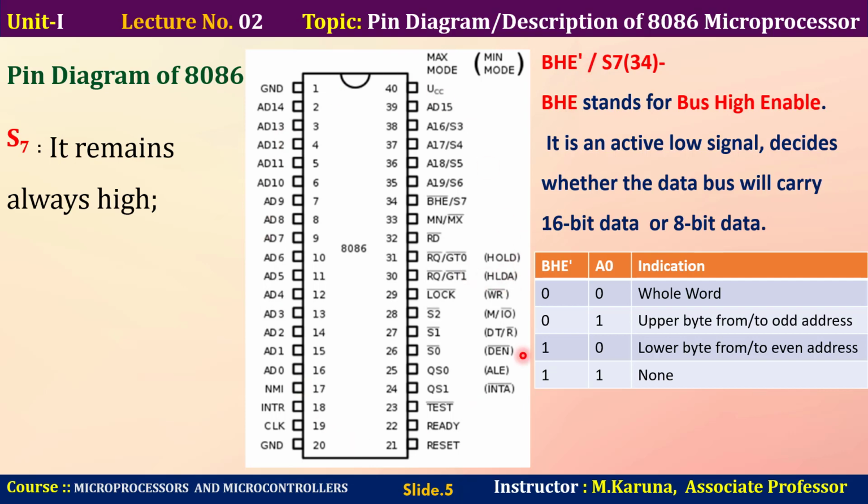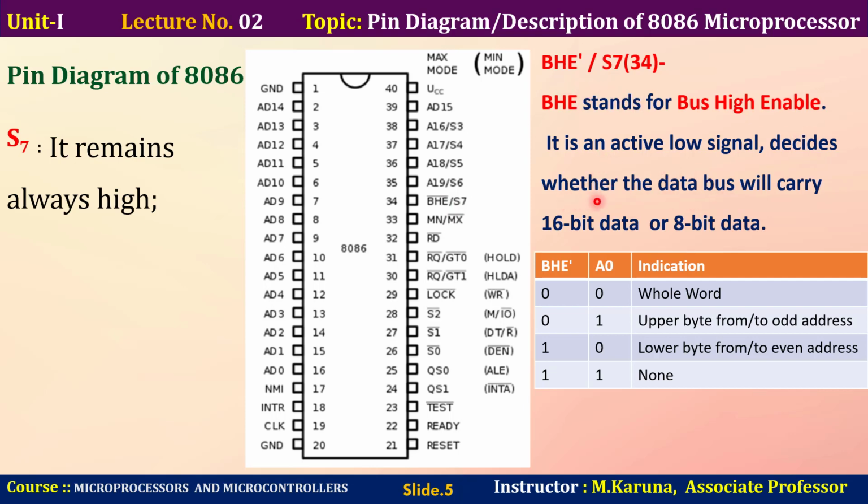See, all of you remember, wherever the bar is there, those signals are all active low signals, meaning that the signal will be active when 0. So like that you have to remember. So we can say bus high enable is an active low signal.